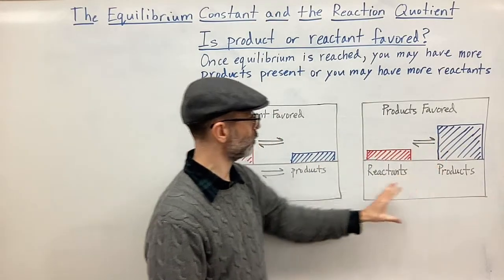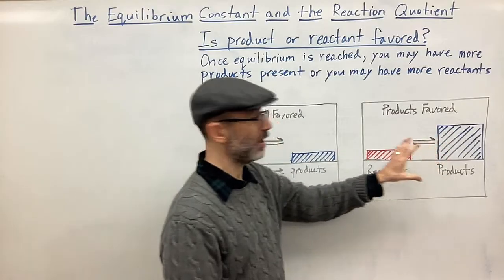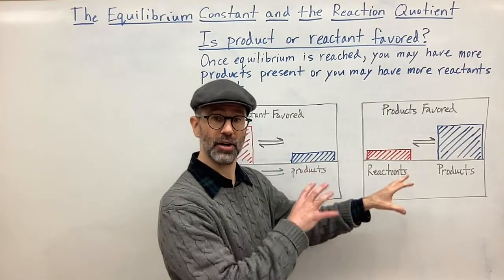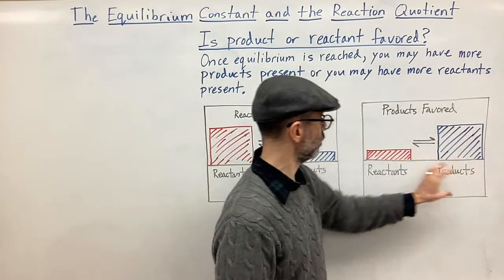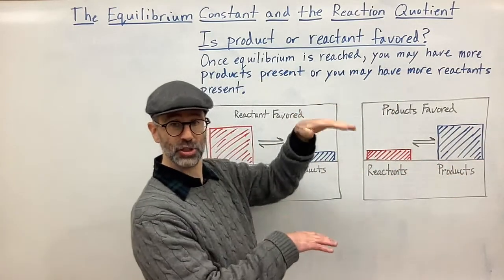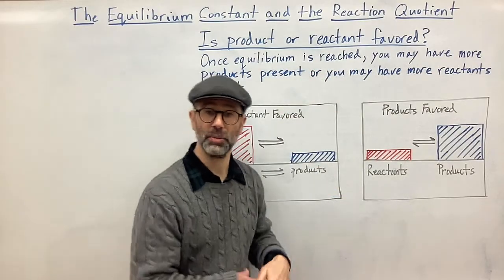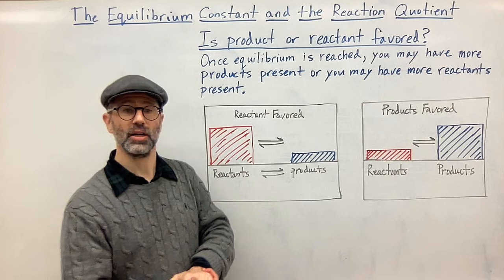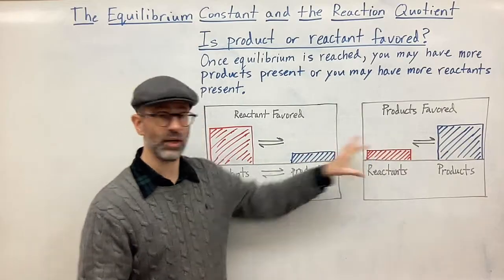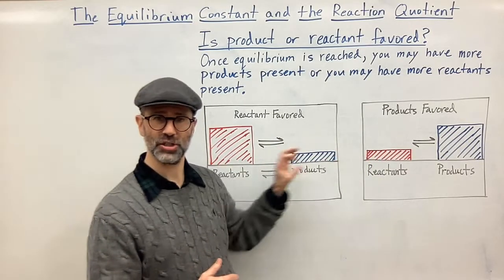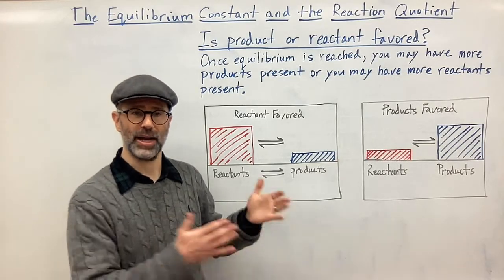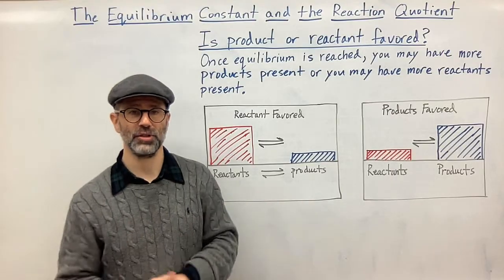In a product favored reaction, if you remember that the equilibrium constant is products over reactants, here we have a large amount of products over a smaller amount of reactants, so our ratio is going to be large over small. So the ratio is going to be larger, and our equilibrium constant is going to be a large number. If you imagine that using the pictures and the amounts, that's basically how they're related. And that's what we mean by reactant favored versus product favored.